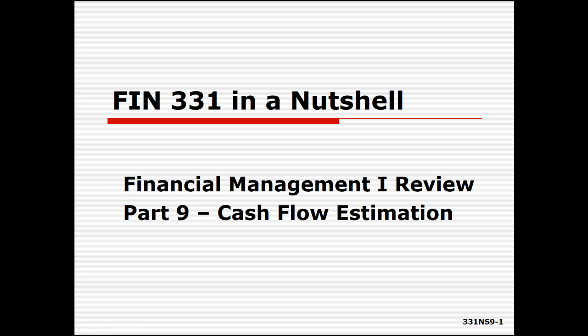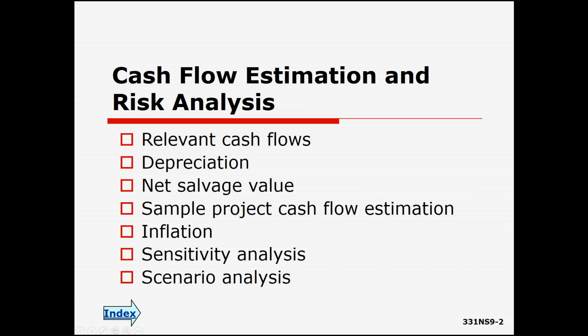Part 9 completes our review of Finance 331 in a nutshell, bringing it all together to see how to evaluate a project and decide go or no go: which cash flows are relevant for our analysis, how to handle depreciation, which is non-cash but relevant due to the impact on taxes and net income, and how to handle salvage values. Then we'll go over a sample project analysis. Our closing topics include how to incorporate inflation in your analysis and two types of risk analysis, sensitivity and scenario.